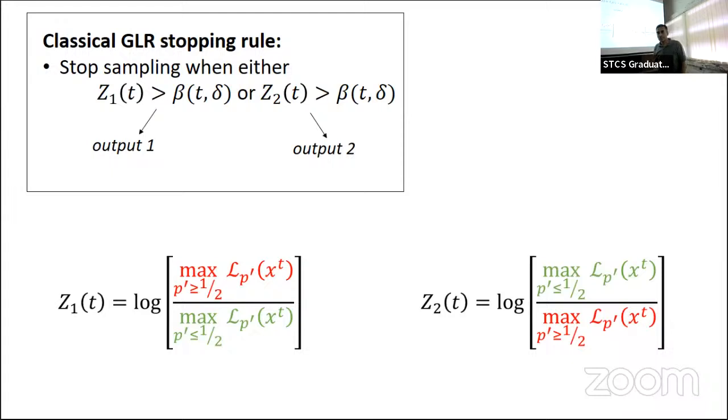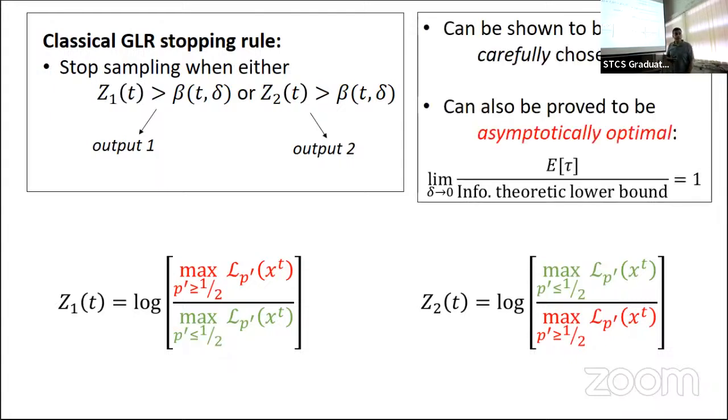So I calculate these GLR statistics, and at some point, if one of them crosses a certain time varying threshold, then I stop and flag the appropriate community as the mode. What can we say about this flavor of algorithm? It turns out that if beta is suitably chosen, one can show that this algorithm is sound. The probability that it gives the wrong answer is at most delta.